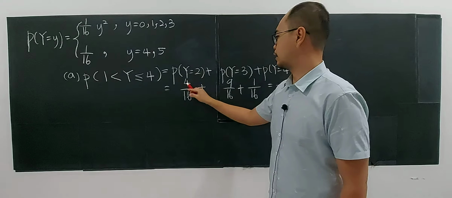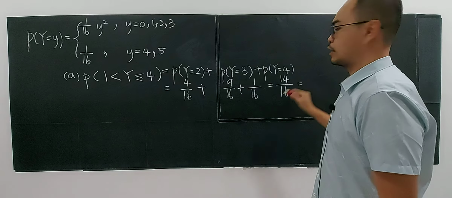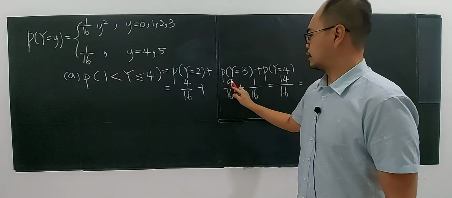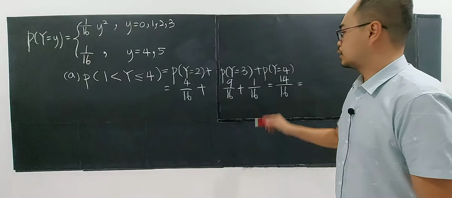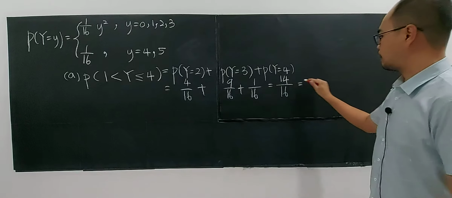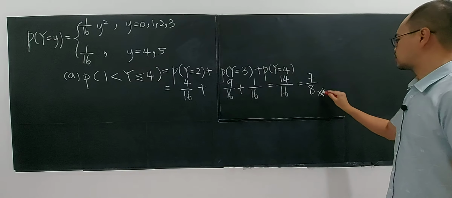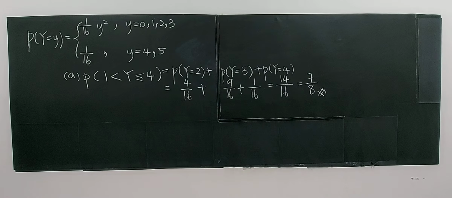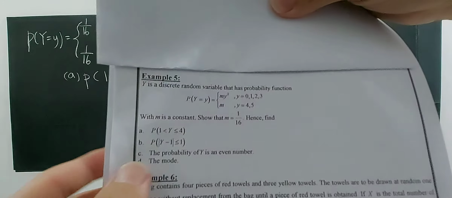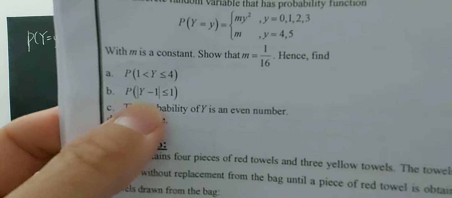So you have 9 plus 4, 13. 13 plus 1, 14. So you can divide by 2, 7 over 8. So this is the probability for question A. Later on, the question is asking you to find the probability of modulus of y minus 1 less or equal 1.